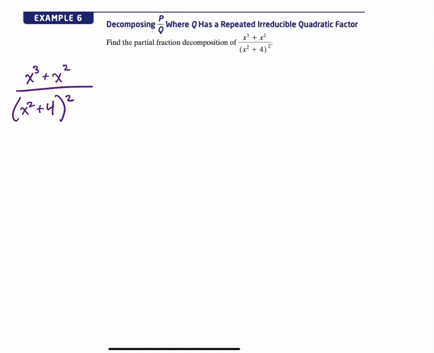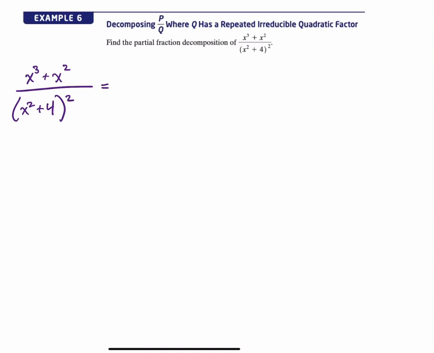So this will split. We have this irreducible quadratic. If it was x squared minus 4, we'd be able to treat that as a difference of squares, but we can't reduce this into some linear factors. So we have a repeated x squared plus 4, a repeated non-reducible quadratic factor.